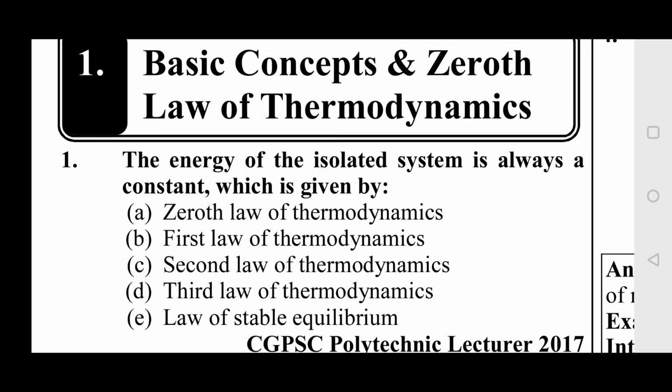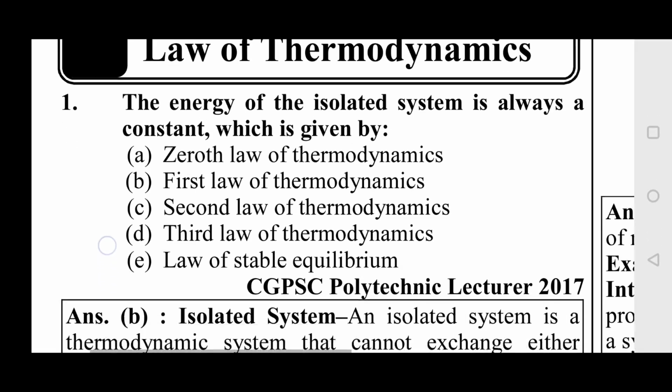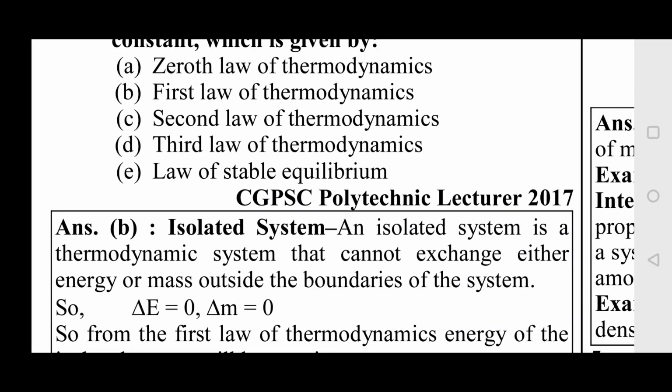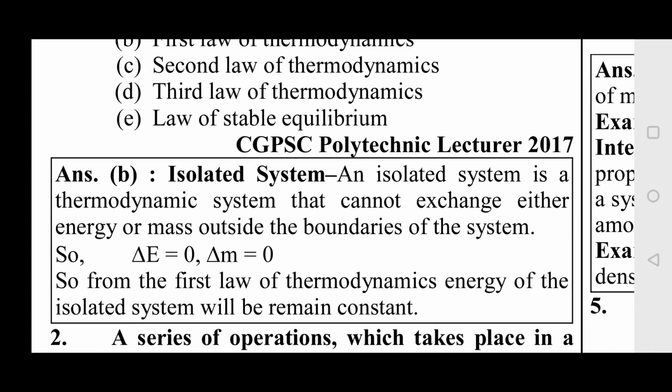So first question is, the energy of an isolated system is always a constant, which is given by. The answer is B. First law of thermodynamics. An isolated system is a thermodynamic system that cannot exchange either energy or mass outside the boundaries of the system. So the change of energy equals 0 and the change of mass equals 0. So this is given by the first law of thermodynamics.